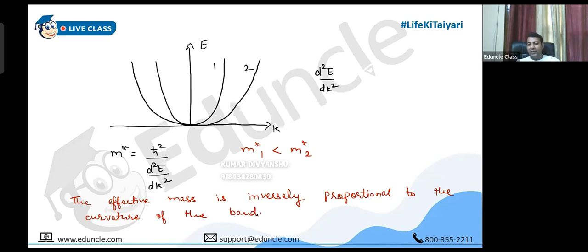If the curvature is more, the mass is less. If the curvature is less, mass is more. Okay? Clear?